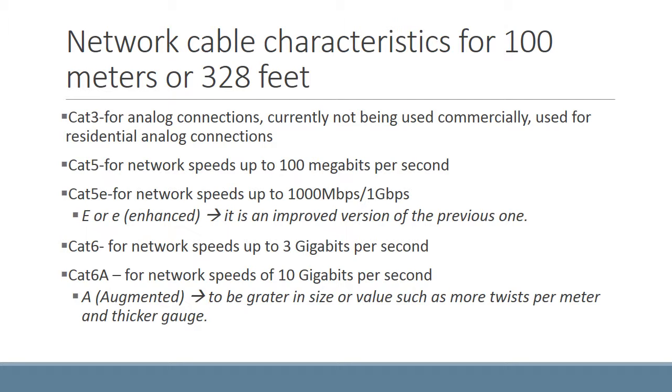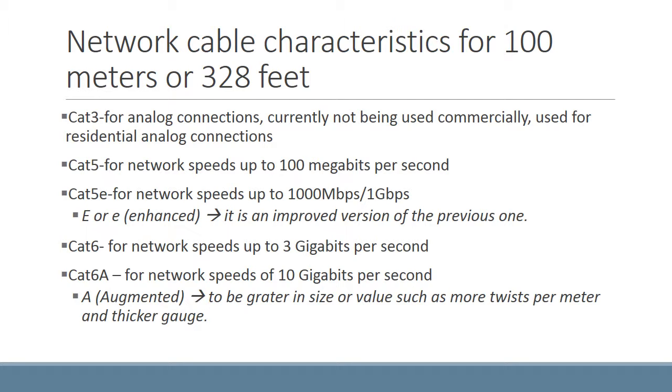The standard length limitation for all category cables is 100 meters or 328 feet. The most commonly used network cables are category 3, 5, 5E, 6, and 6A. Cat 3 cable is mostly used for analog connections, DSL connections, or modems. It is currently not being used commercially too much. Cat 5 cable is used for network speeds up to 100 megabits per second. Cat 5E is for network speeds up to 1000 megabits per second or 1 gigabit per second.